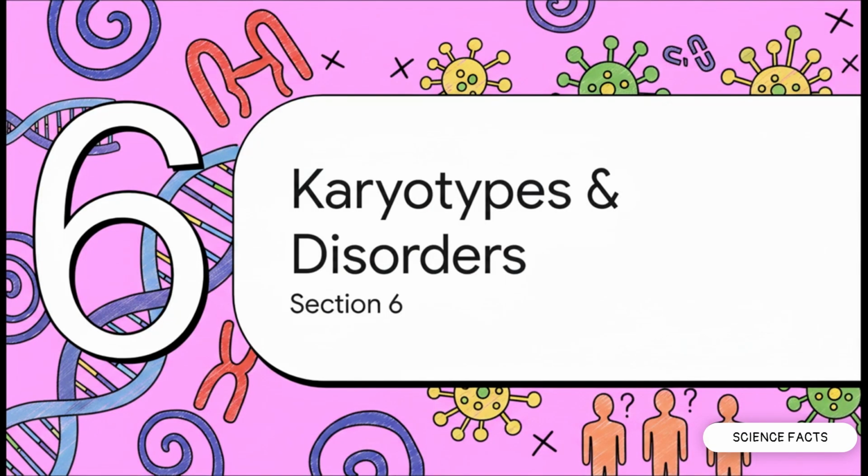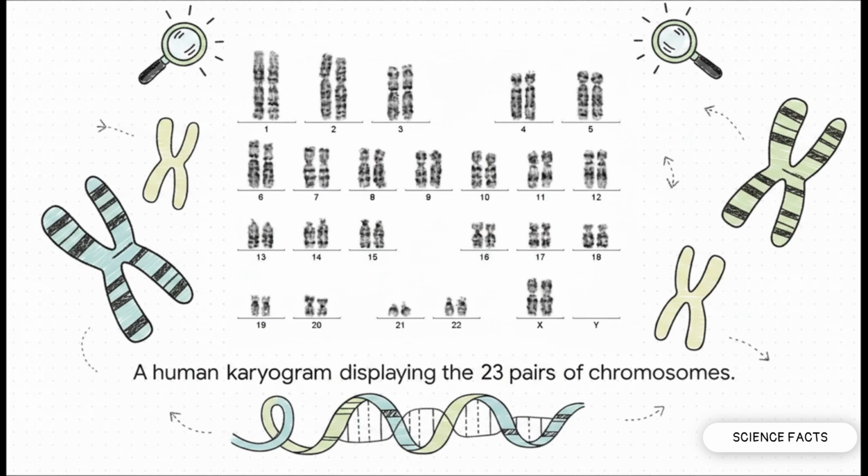And finally, Section 6, Karyotypes and Genetic Disorders. This is where all of this hits home. We're going to relate all these microscopic packaging mechanisms directly to observable human clinical conditions. What you're looking at here is a human karyogram. Basically, it's a complete visual library of the human genome.